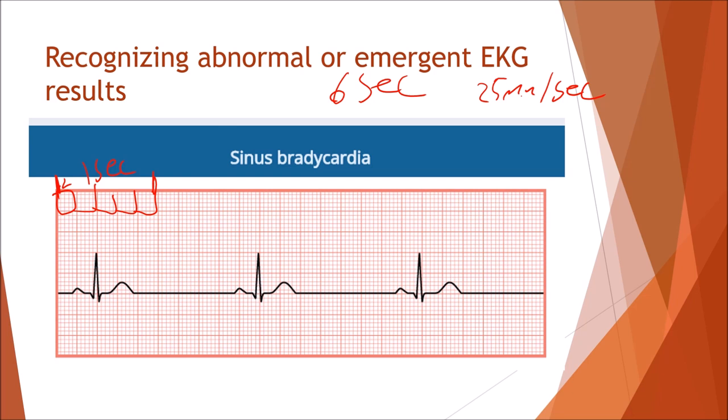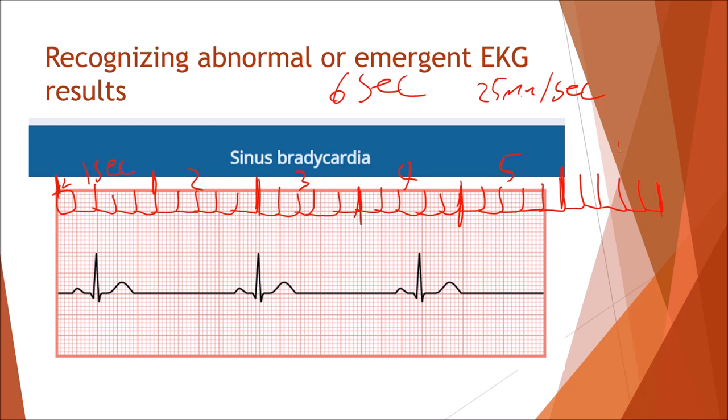So how many big squares do we need for 6 seconds, if for 1 second we have 5? Well, that means another 5: 1, 2, 3, 4, 5, right here, this is 2 seconds. Then 1, 2, 3, 4, 5, this is 3 seconds. 1, 2, 3, 4, 5, this is 4 seconds. And then 1, 2, 3, 4, 5, this would be 5 seconds. And then another 5, so this would be 6 seconds.